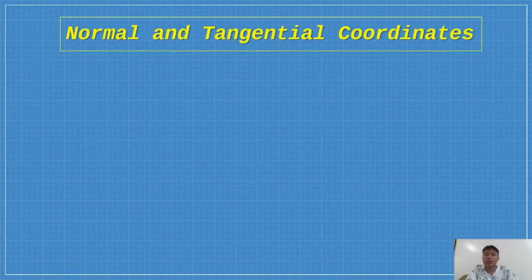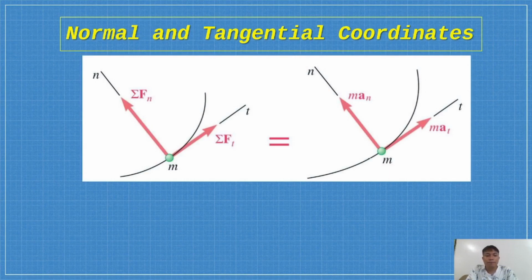So, normal and tangential coordinates. Here, normal and tangential. Our tangential force will be, if we have the mass, consider the mass M here, which is acted on by the force. This is the path of our particle. We have a tangential coordinate, and we also have a normal coordinate, which is perpendicular to our tangential. So this is for the FBD.